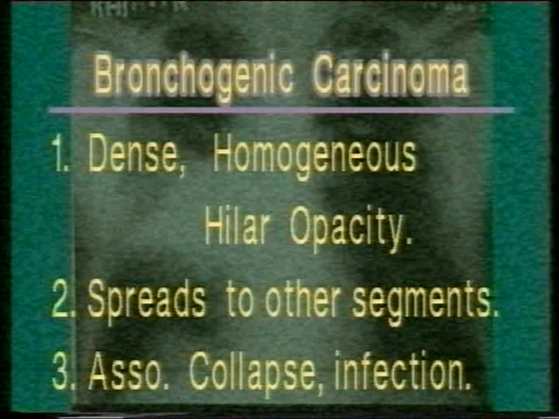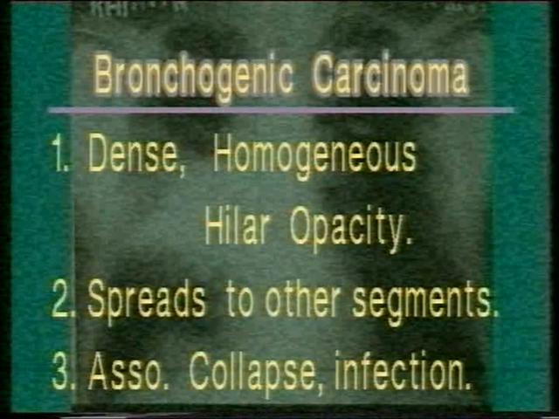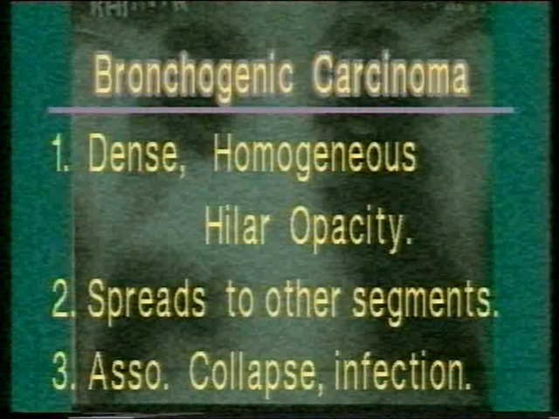So the essential features of a bronchogenic carcinoma are a dense homogeneous opacity overlying the right or left hilum. The opacity is not restricted to any particular segment or lobe and has a spreading border, and there must be evidence of collapse or infection, that is pneumonitis of the affected segment.